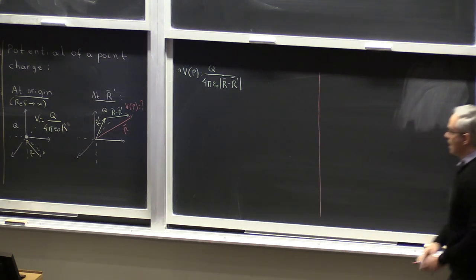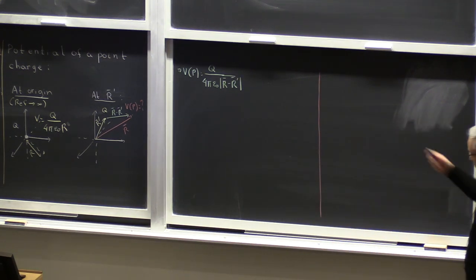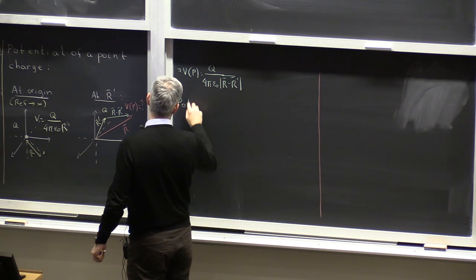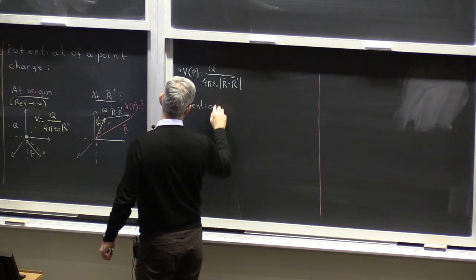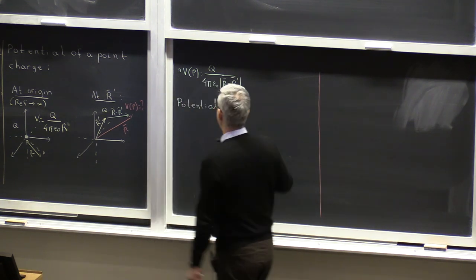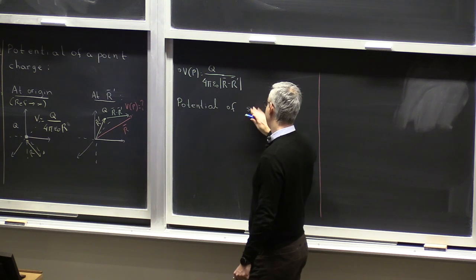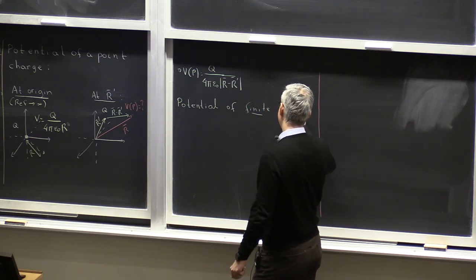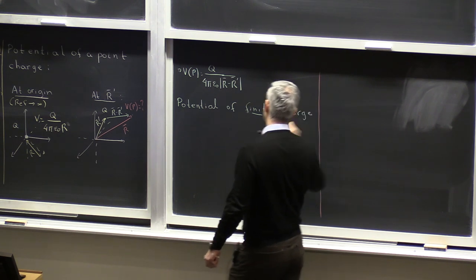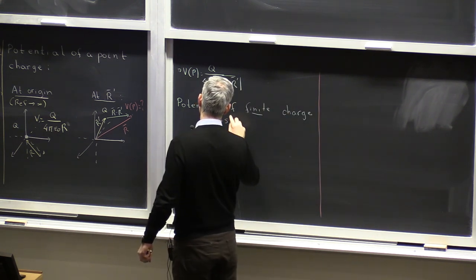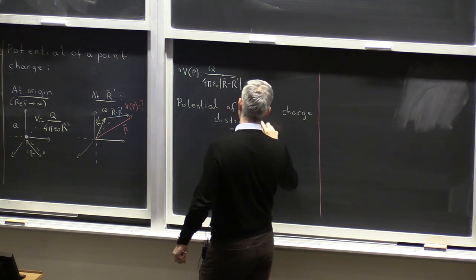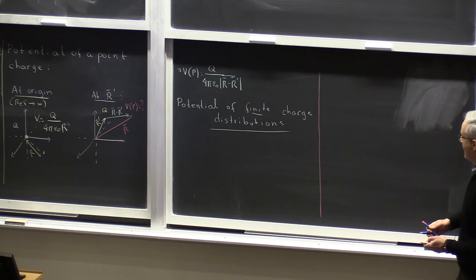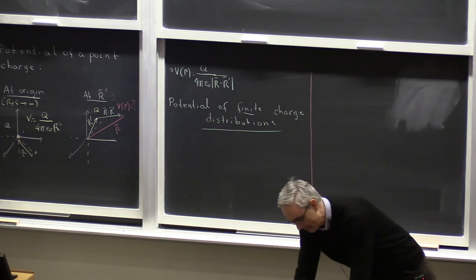So then we can think about the problem of the electric potential of finite, and I emphasize finite, charge distributions. And I'd like to make it a bit more specific and present the concept through an example. And the example is a charged disk.